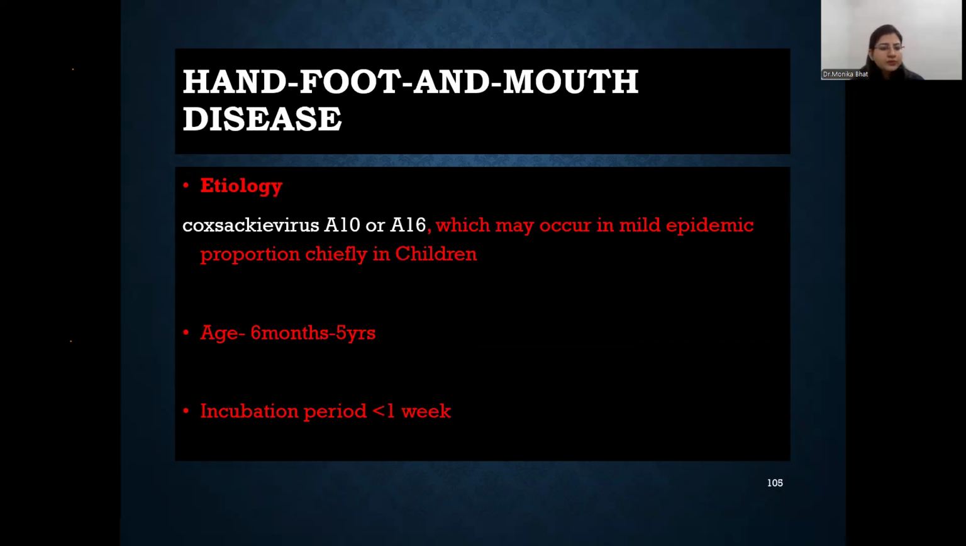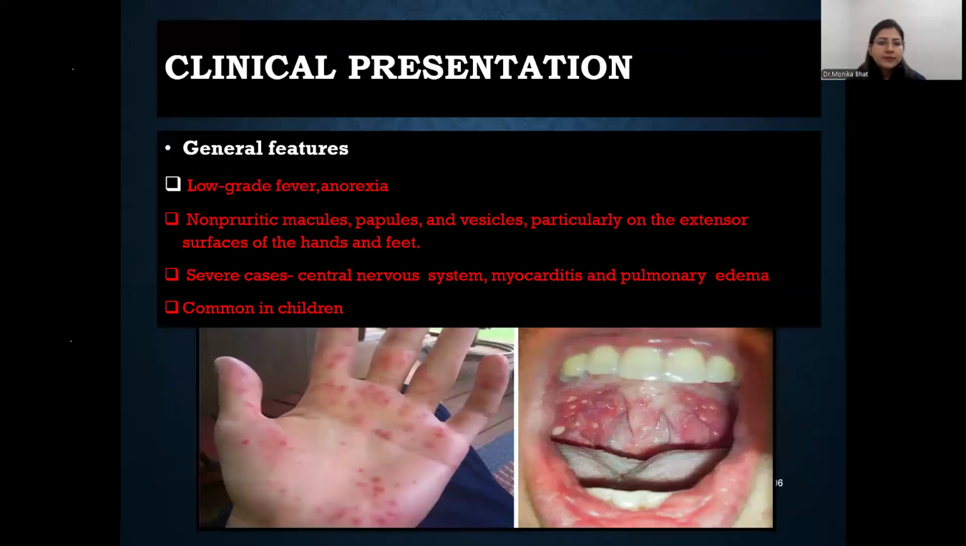Most commonly, the age group involved is 6 months to 5 years, and the incubation period is less than 1 week. In the clinical presentation, children have a low grade fever, and macules, papules, and vesicles will be seen on the extensor surfaces of the hands and feet. In severe cases, the CNS, myocarditis, and pulmonary edema can be appreciated in patients with hand, foot, mouth disease, but only in severe cases.